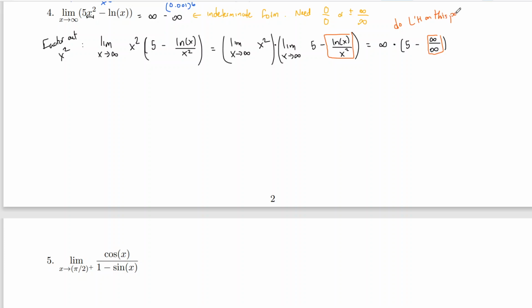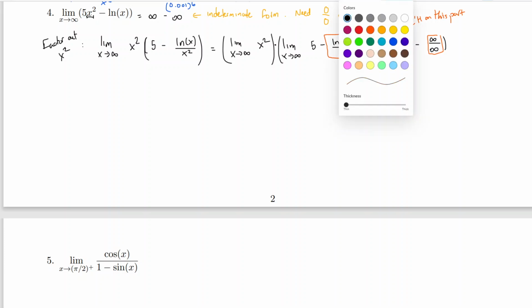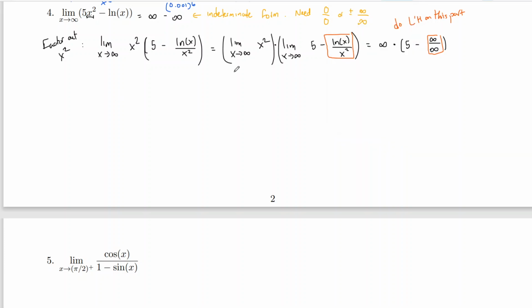Now, nothing else here is giving us a problem as far as indeterminate form. We have infinity, that's just by itself, that's fine. And then we have a 5. So what we're going to do is go ahead and write it like this. I'm going to take where I was at here, but because the infinity and the 5 are fine, I'm going to write it from this spot.